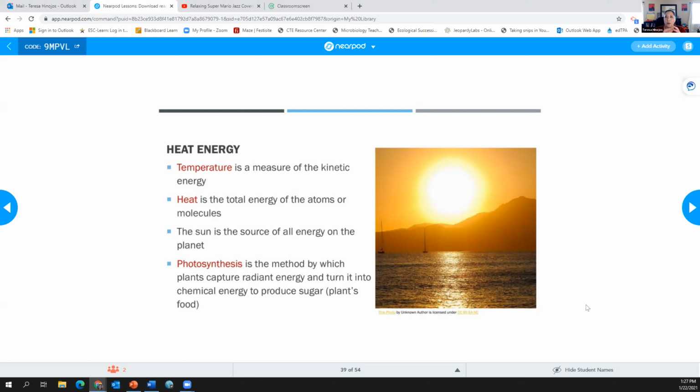So for ice, you can't go any lower than 0. It's just going to be at 0. That's it. They're not moving anymore. But for other substances, they can go lower than that temperature. But once they hit that solid, those molecules are not moving. So heat is going to be the total energy of atoms or molecules. So they're kind of related, but they're not the same thing.